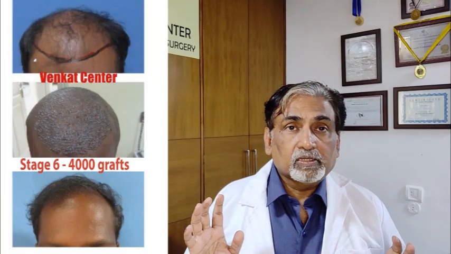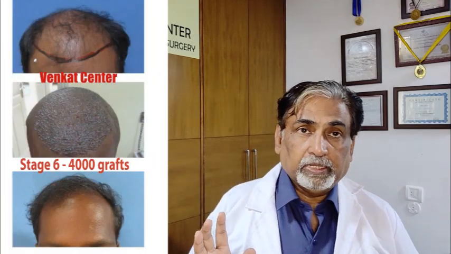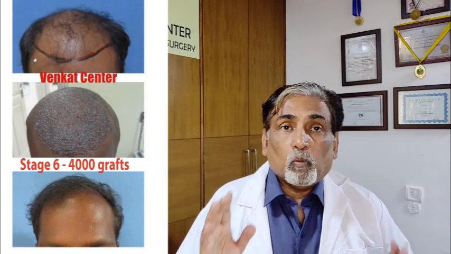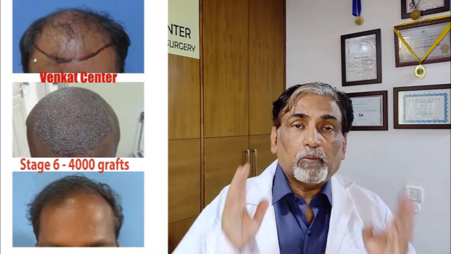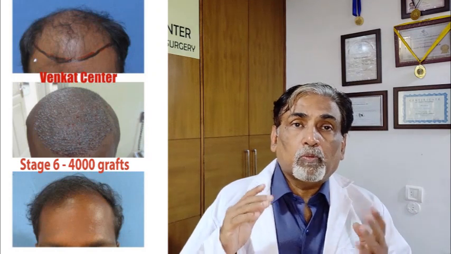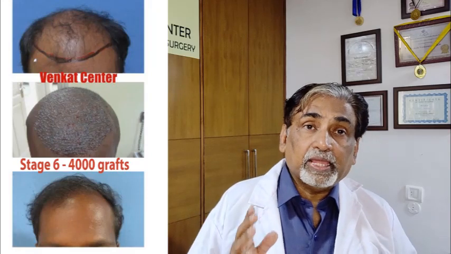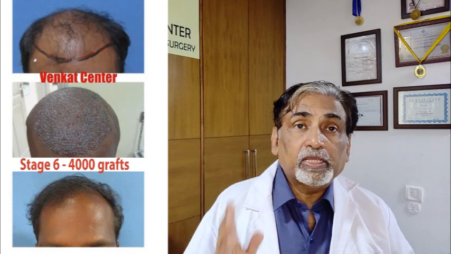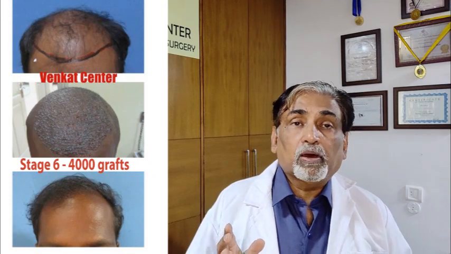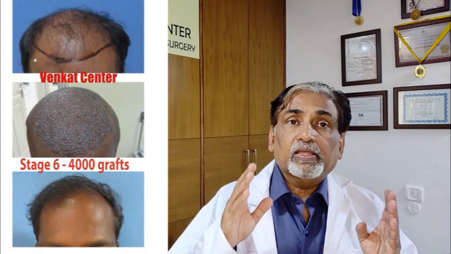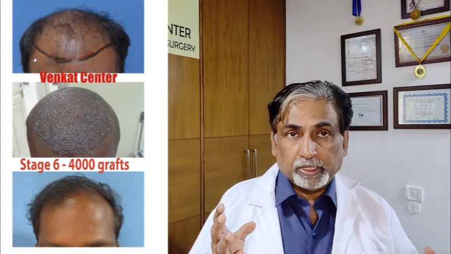Stage 6 is a very large bald area. Here, what can be done depends upon what is available as a donor area. It may need a combination of hairs from beard, body and scalp. So roughly it may need anywhere from around 4000 to 4500 to around 5000 grafts. This depends again upon the quality of hair, the type of unit, thickness of hair, how many beard hairs, how many body hairs. That is a very variable figure.